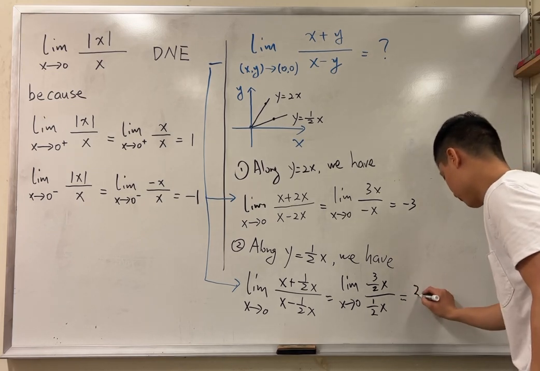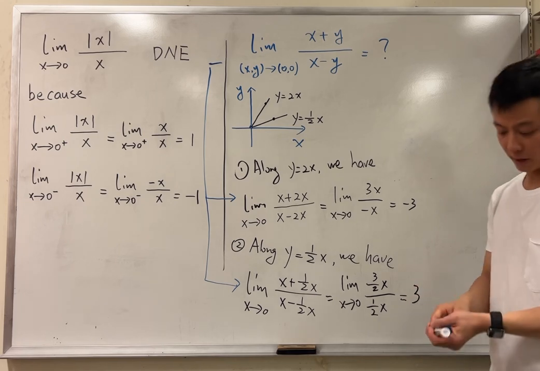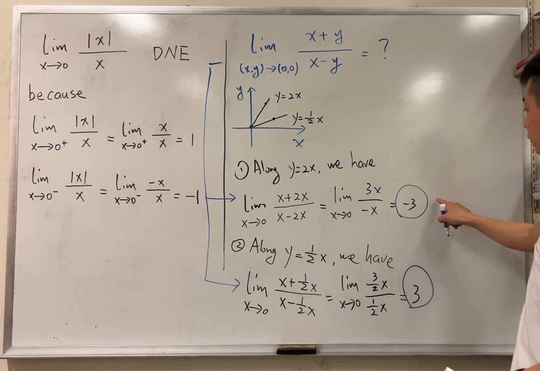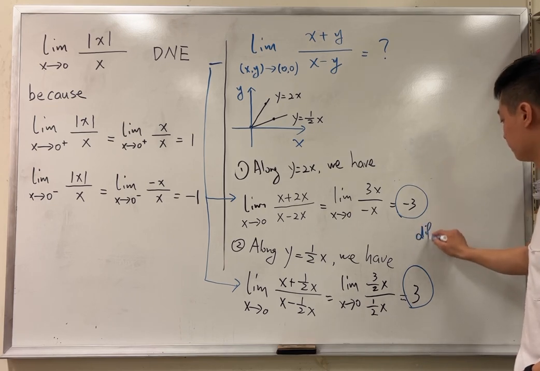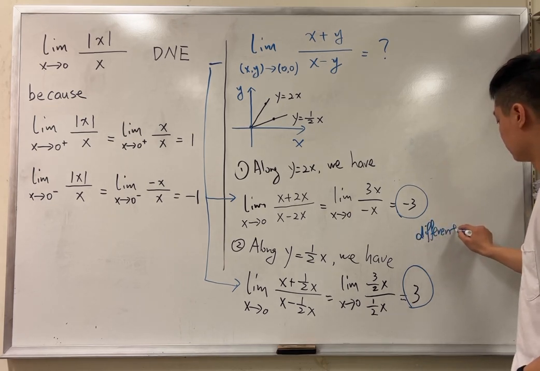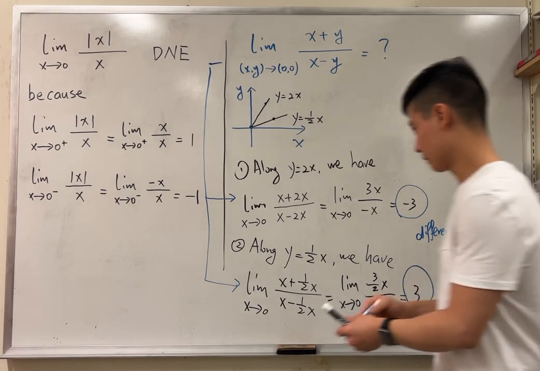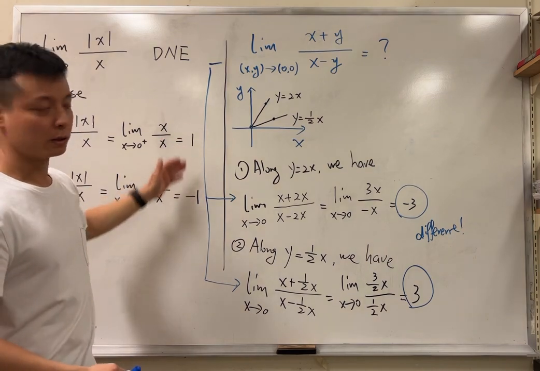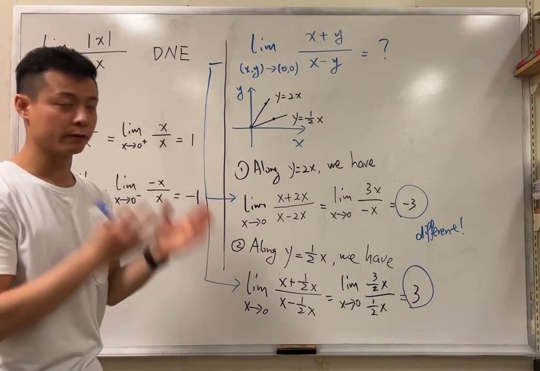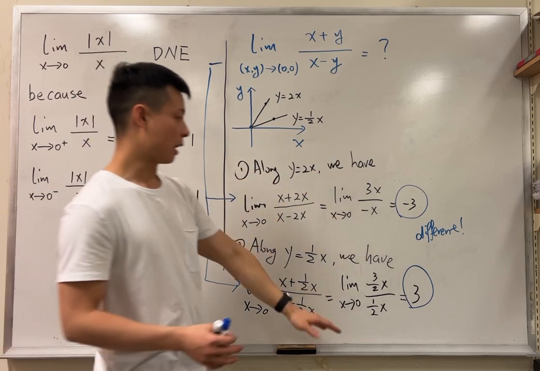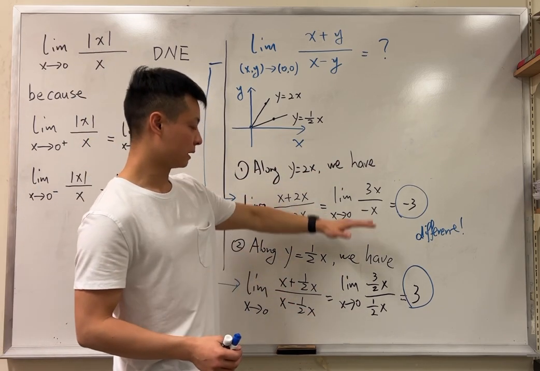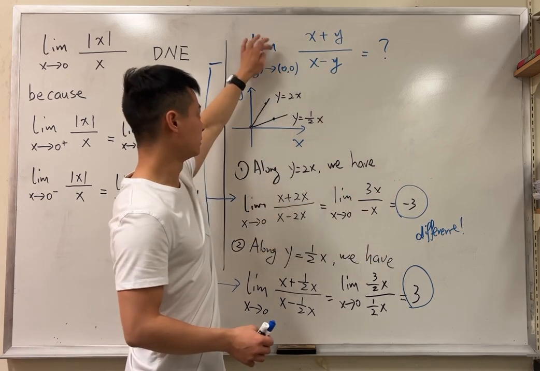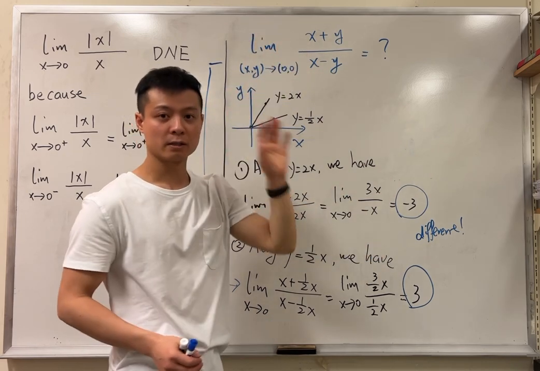This is 3. Okay, and now we see that these two values that we have just calculated are different. Different values, which tells us something. We obtain two different values by choosing two different paths. So now we can conclude that because the value is different on different paths, the limit of this overall function does not exist.